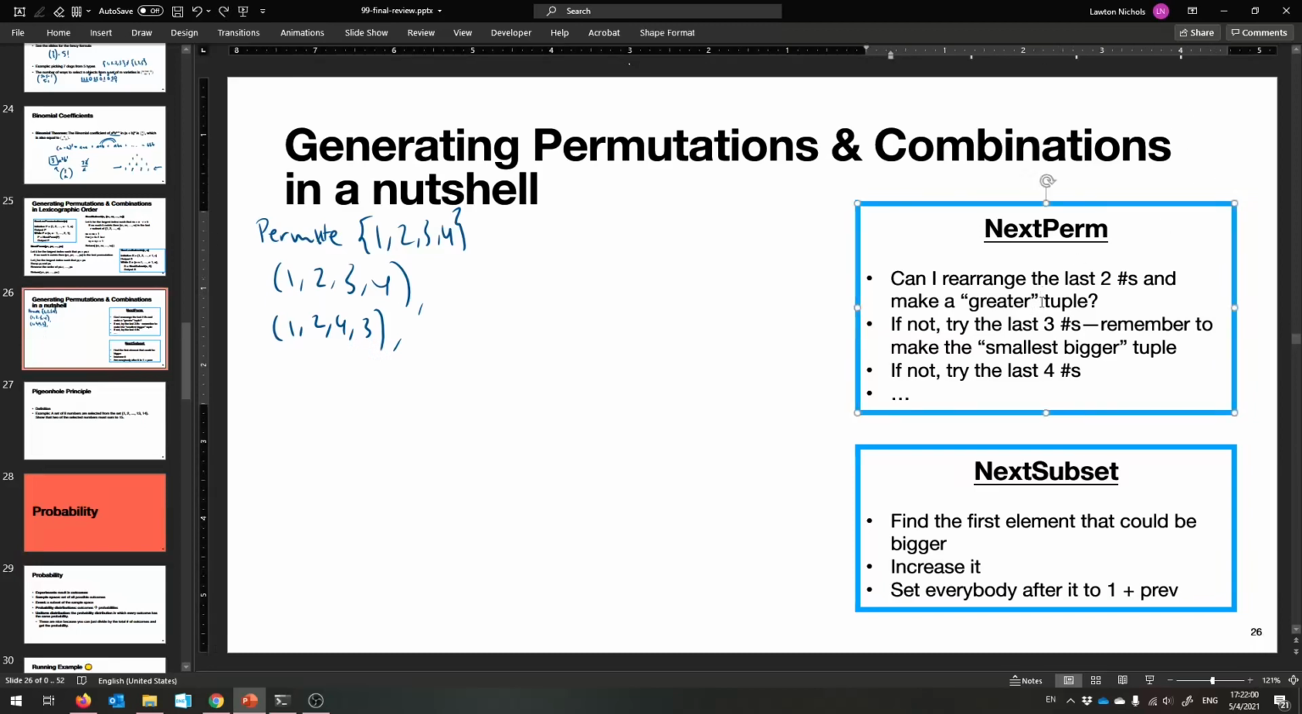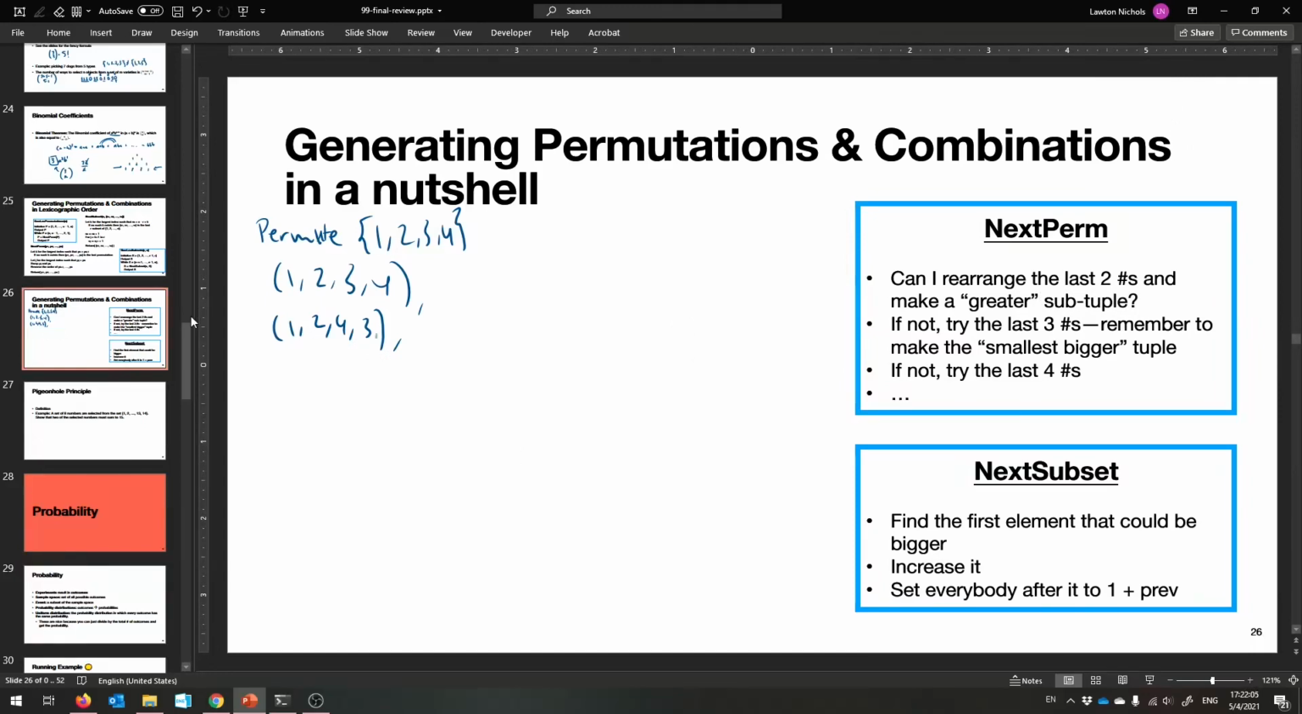I guess I should say subtuple. The answer is no. So let's talk about these three then. Can I arrange these three to make the next bigger subtuple? And the answer is yes. I can put the 3 first. 1, 3. And then I have to make it as small as possible over here. And I have 2 and 4 left. So 2, 4. See that? That's the idea. That is the next lexicographically bigger permutation.